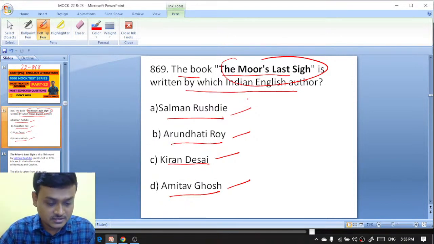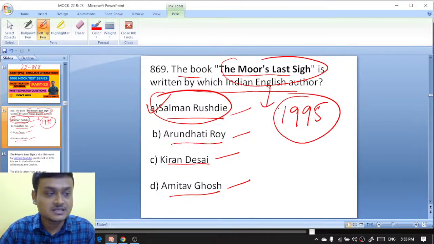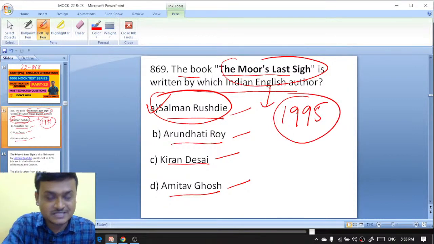Yes, the first answer was given. It is Salman Rushdie. Salman Rushdie has written The Moor's Last Sigh, and that was published in 1995. So here is the explanation.